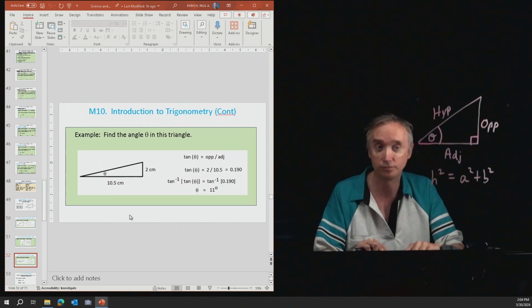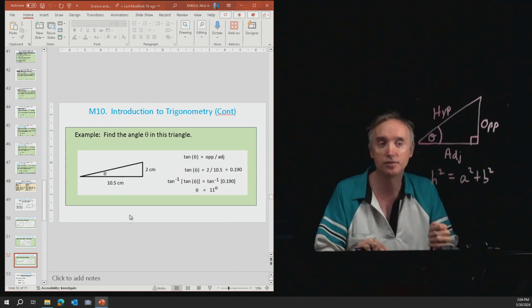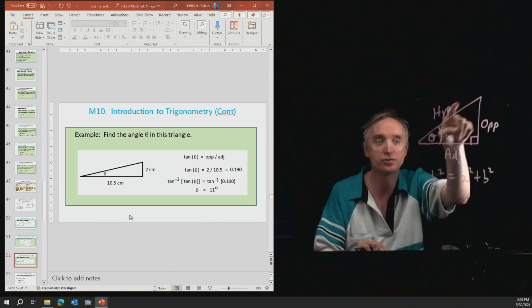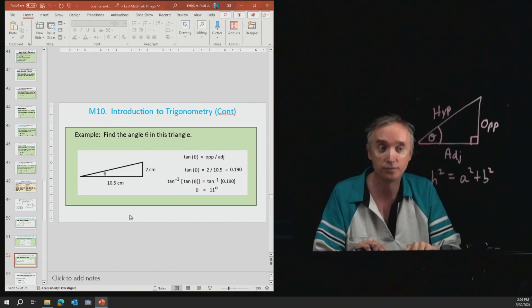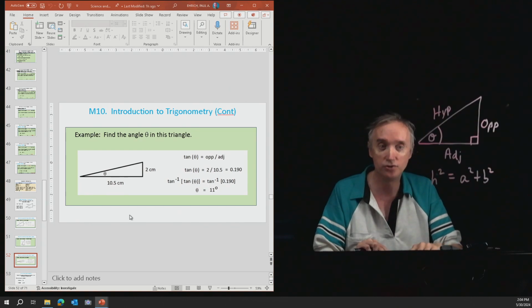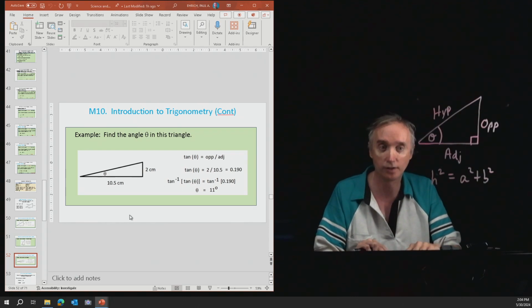11 degrees. And so I encourage you to get out a piece of paper and a ruler and a protractor and actually make these triangles and verify that these answers are correct. So you can do all of this geometrically, but it's more accurate when you do it using trigonometry and then your calculator.